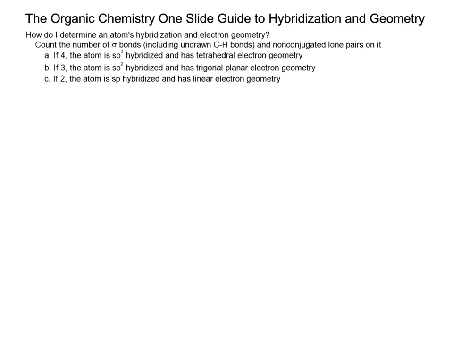If we have 4 total sigma bonds and non-conjugated lone pairs, the atom is sp3 hybridized and has tetrahedral electron geometry. If 3, it's sp2 and trigonal planar, and if 2, it's sp and linear.